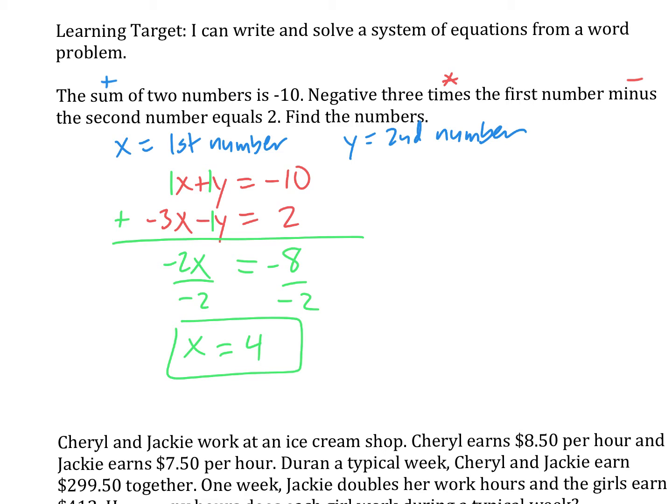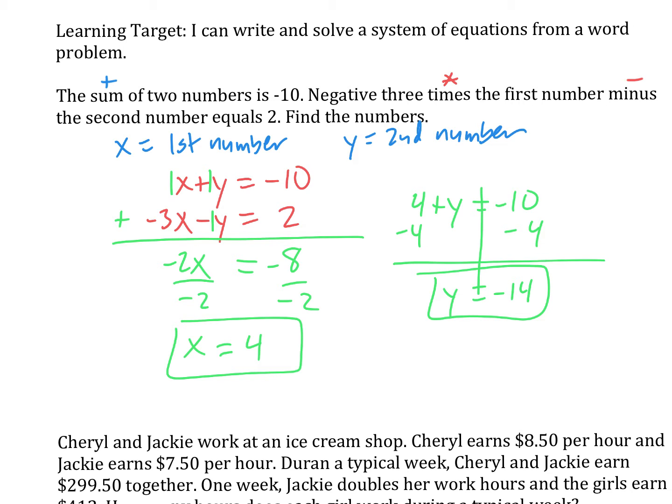Okay, and now that I know that x equals 4, I can substitute that back into one of my original equations. I'm going to use the first one here. So we'll have 4 plus y equals negative 10. And now I can solve to find y. I'm going to subtract 4 from both sides to get that y equals negative 10 minus 4 gives me negative 14. So that's my y. So my answer as an ordered pair will be 4, negative 14. Okay, for my x and y. Those are my two numbers.